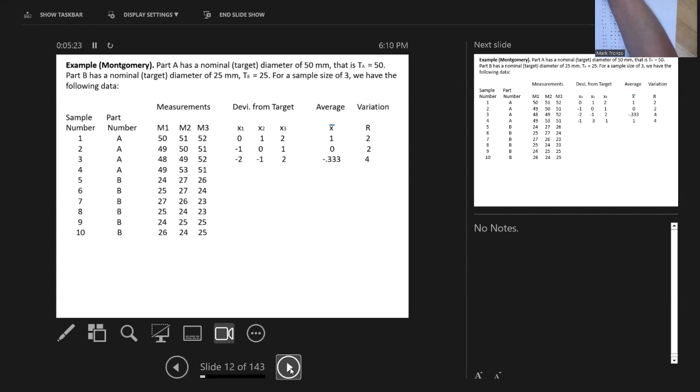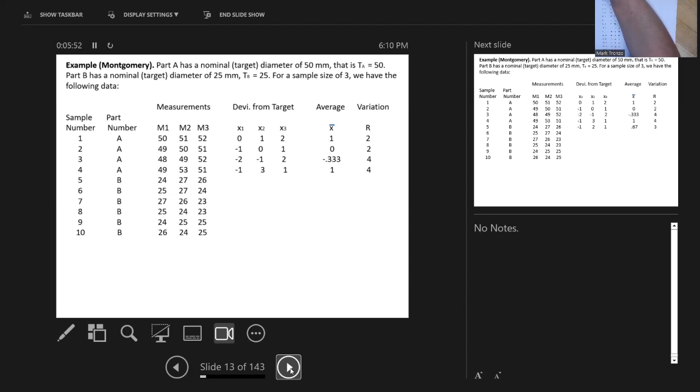Then the next one, you can see the difference from the nominal for the first sample is 2 below. Second one is 1 below. Third one is 2 above. Take the average of those. And the variation this time is the highest minus the lowest, which is 52 minus 48. And then next one, same deal. 49 is 1 below.